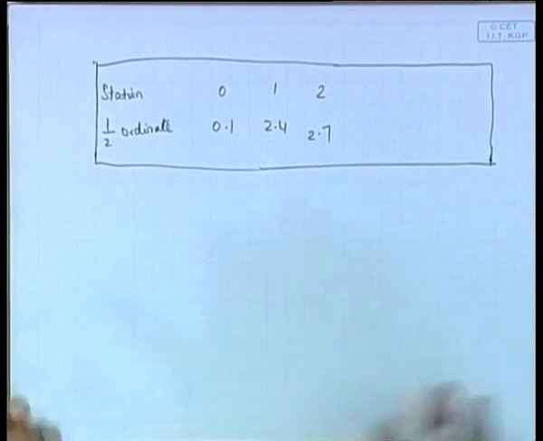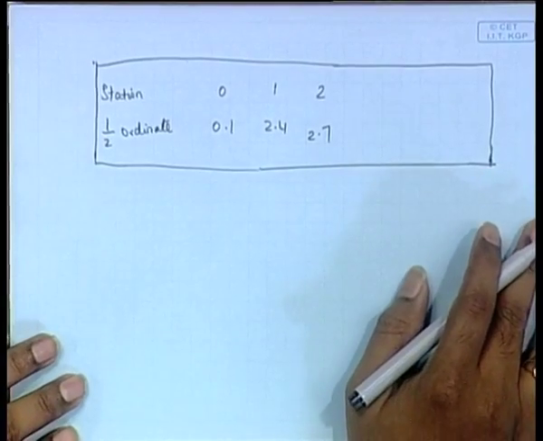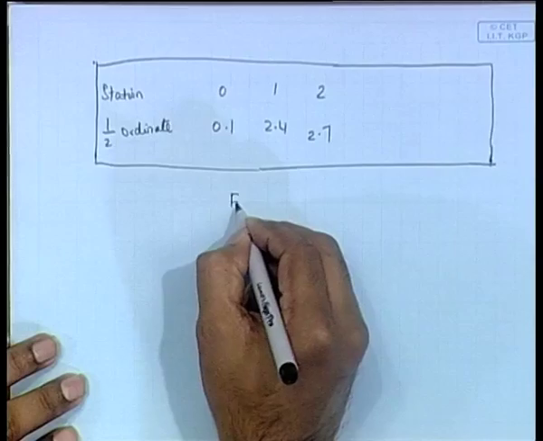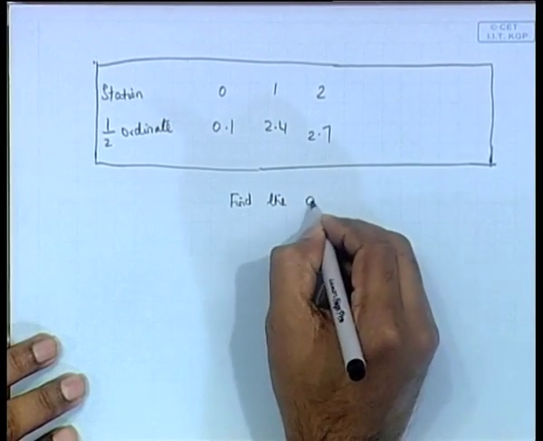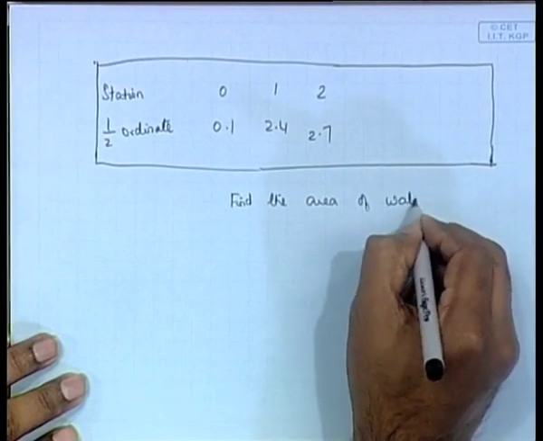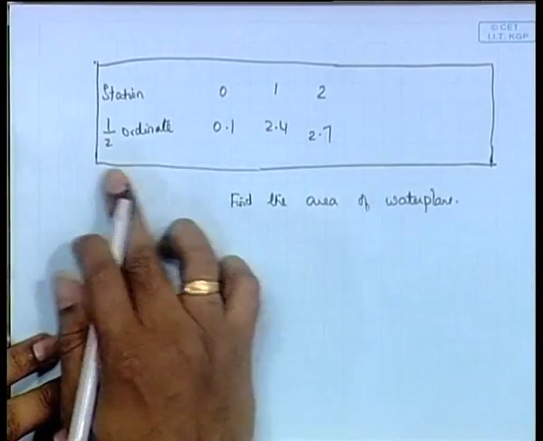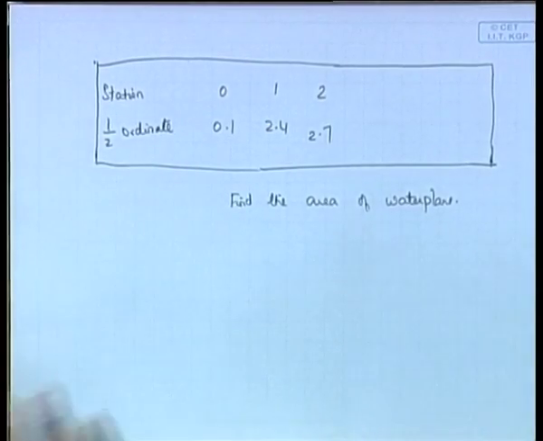If you are given a table like this with stations and half ordinates, I have already explained the meaning: these are the stations and these are the half ordinates at each point. Now, you are asked to find the area of the water plane. These half ordinates are obviously at the water plane. You have a ship, you have a water line somewhere, and you are given y's at different points. When you sum up the y's, y dx will give you the area of the water plane.